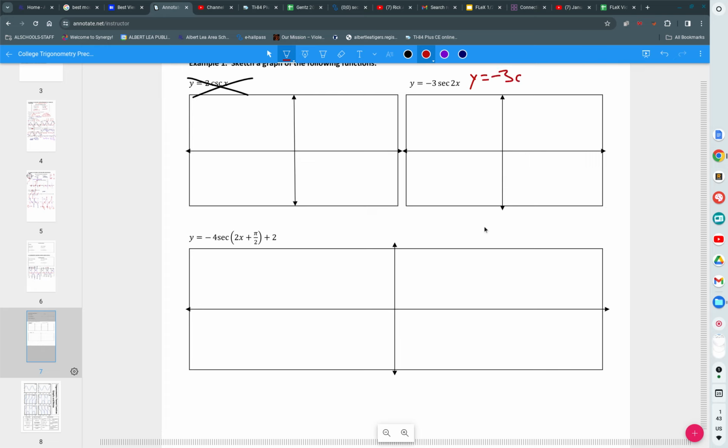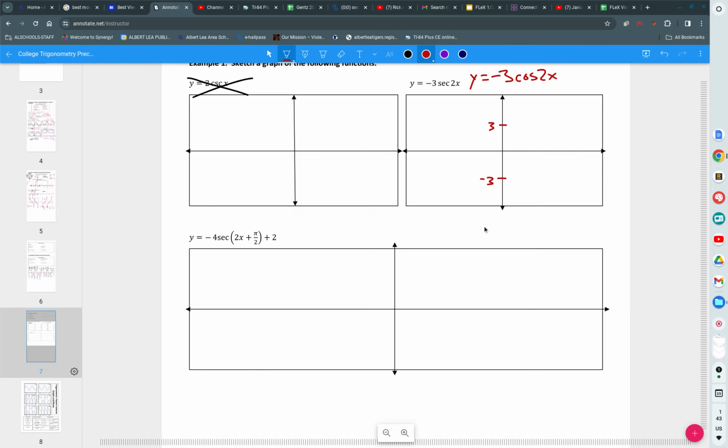So the first one, instead of graphing y equals -3 secant of 2x, I graph y equals -3 cosine of 2x. Sometimes people say, Mr. Gens, what if I can't remember that cosine and secant are reciprocals on the test? Yeah, you just get the problem wrong. So do remember which ones are reciprocals. That's important. I can see that my amplitude is 3. So I'm going to mark 3 there and -3 below.